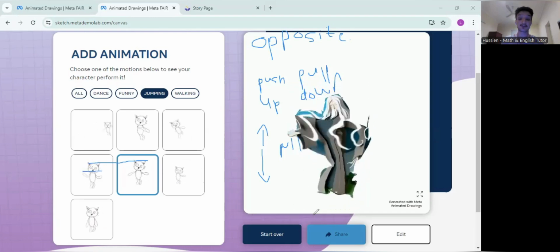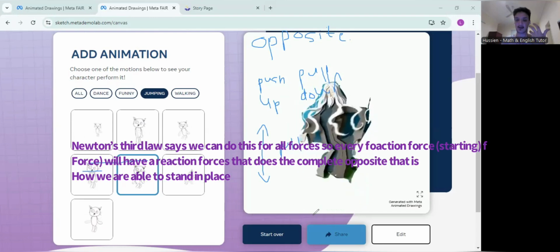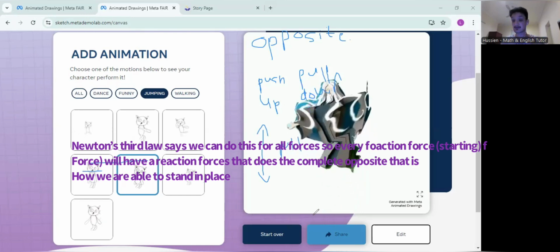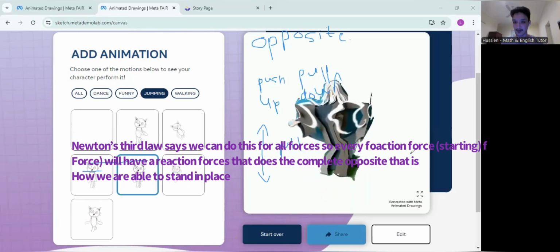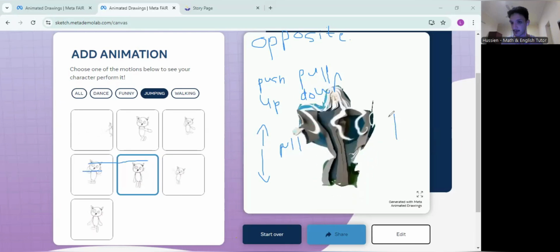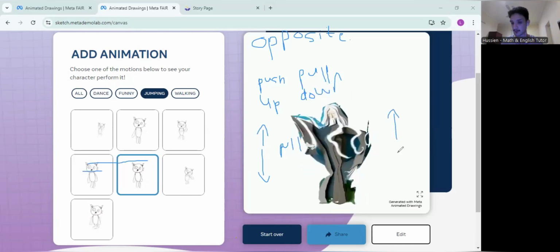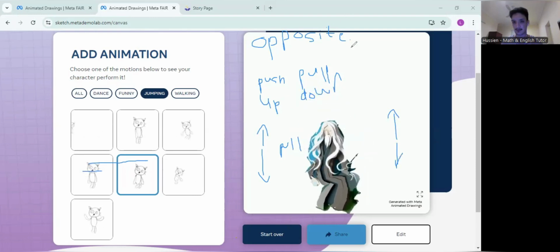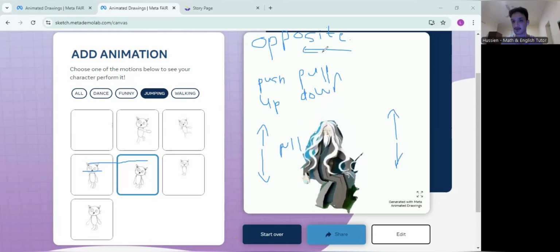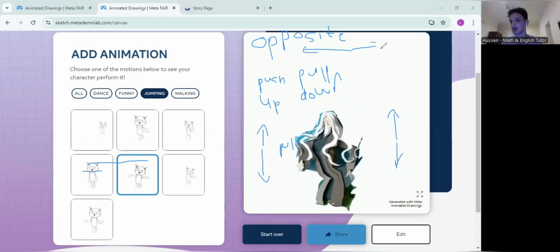And Newton's third law says that's not true just for gravity. It says it's true for all forces. So all forces have an action and a reaction force. The action force is going to be, for example, in this case, pushing up, and the reaction force is going to do the opposite. It's going to do the complete opposite. It's going to go down. Okay. If I have a force going in this direction, Newton's third law says, okay, there's going to be another force going in that direction. That's how it works.